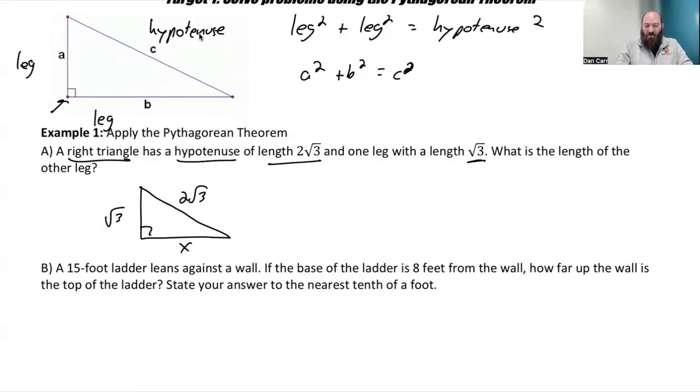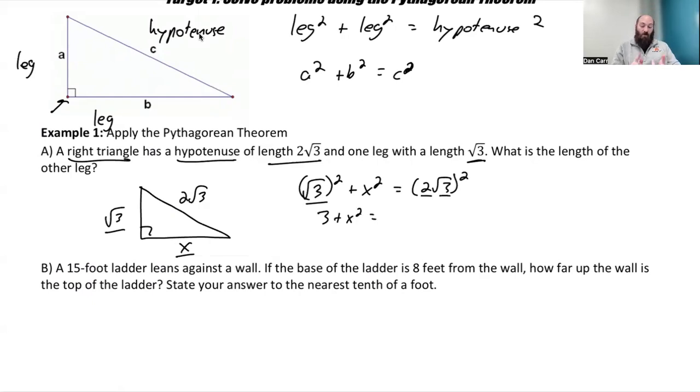You want to call it a or b, it's fine, but the key is we're going to set up the Pythagorean theorem. So if I have leg squared and leg squared, that's going to be the square root of 3 squared plus x squared equals 2 radical 3 squared. Now, I wrote it out this way on purpose. Make sure you put the parentheses around that, because honestly, you could plug this in your calculator and let that do the work for you. But the square root of 3 squared becomes 3. And we'll leave it as x squared for now.